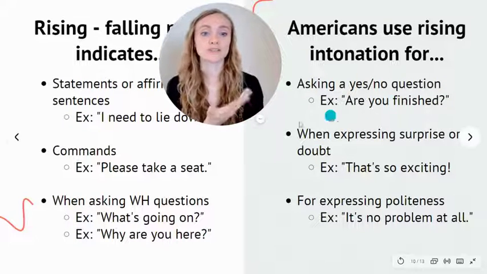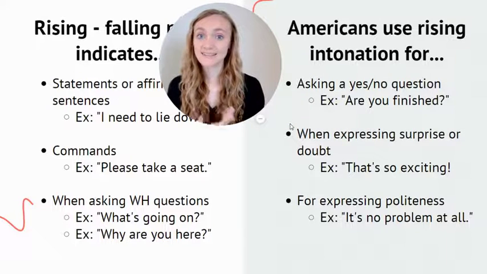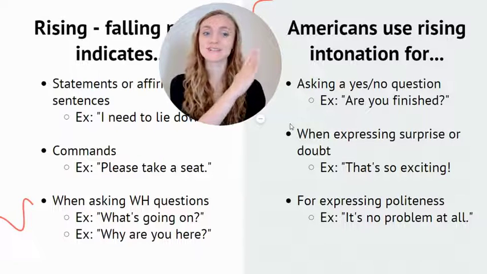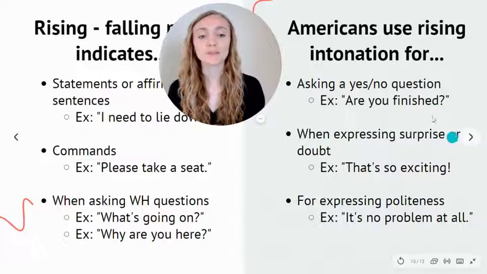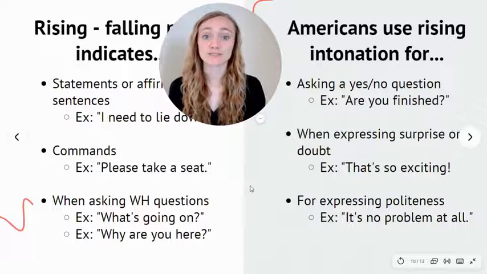So for a yes, no question, like, are you finished? Or are you done yet? Or do you want to come? Using that rising intonation, that's for a yes, no question. We also use it, like I said before, when we're expressing surprise or doubt.